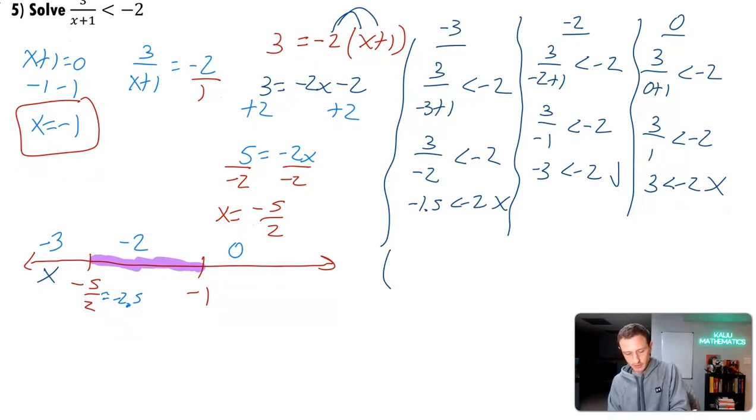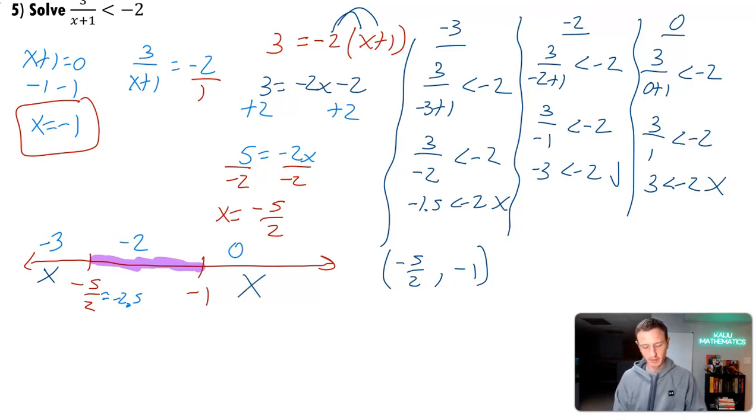So our solution is from -5 over 2 to -1, just in that middle region there, because this did not work and that endpoint did not work.